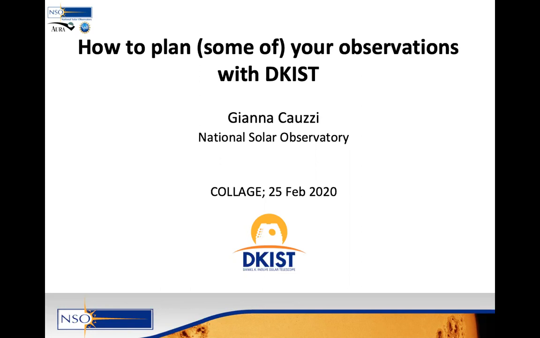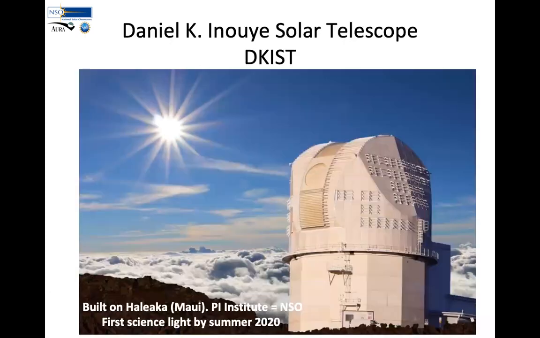Okay, so this is one of the pictures that he likes most, because he puts it on every lecture. The telescope is true, the sun is fake, I think, because I've never seen the sun doing that. Yeah, some straight Photoshop. So the telescope is almost finished. It's on Maui, and we are at the DKI Institute. And the first science light would be the sun.